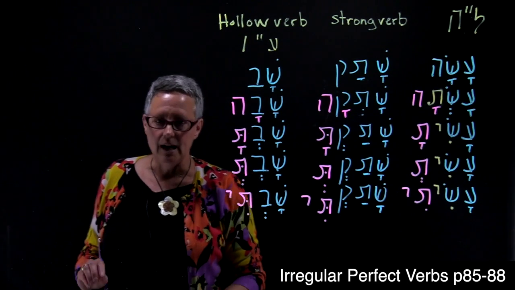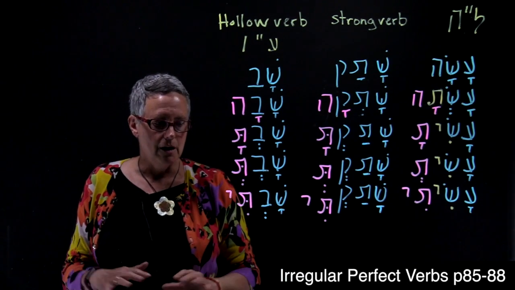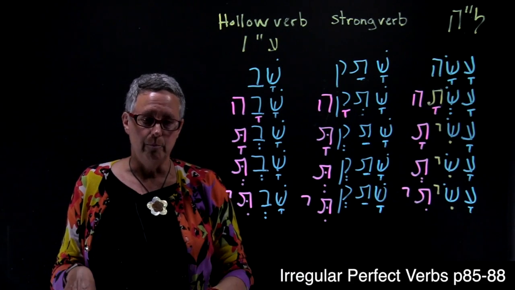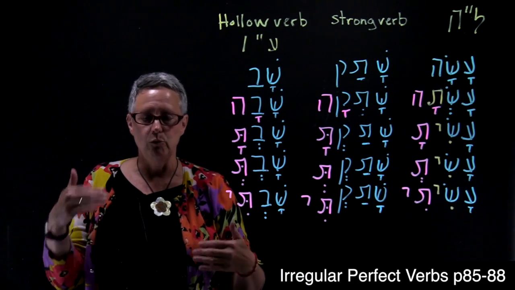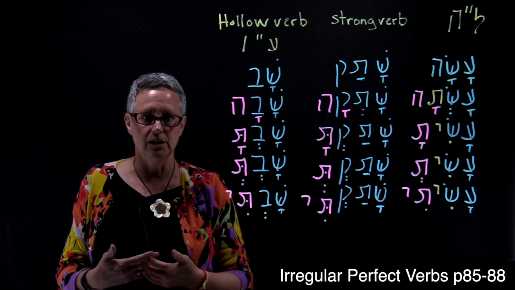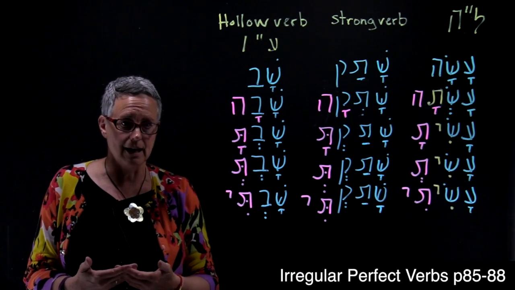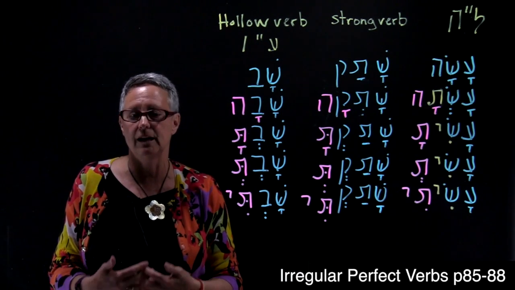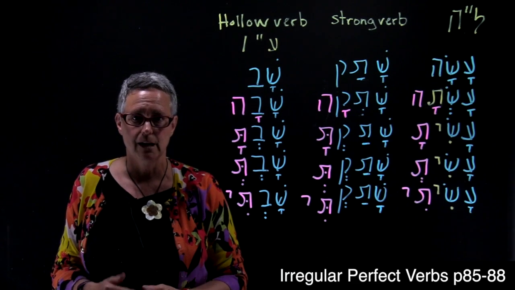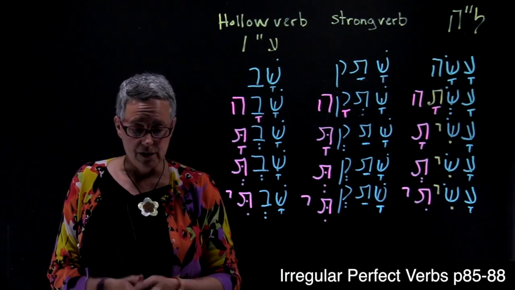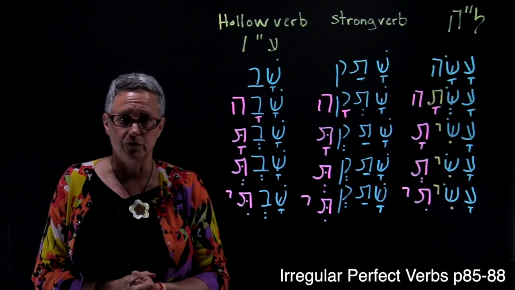You can see other patterns of this in your textbook, compare them, and be reassured that they are still easy to recognize and that you will know that they're perfect verbs and you will know what the subject is. That is all there is for irregular perfect verbs for today.